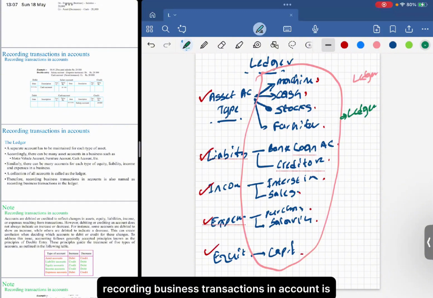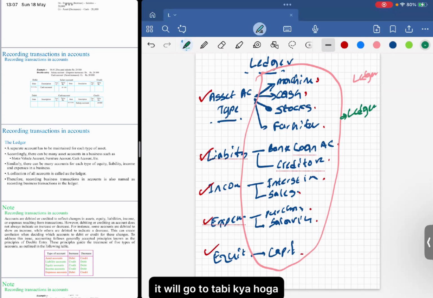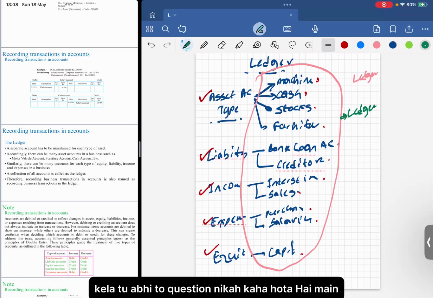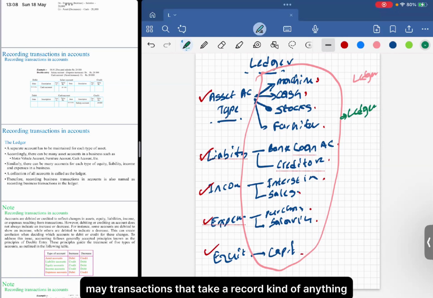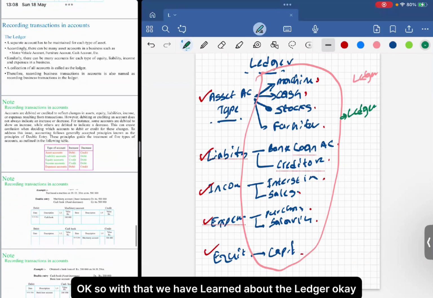Therefore, recording business transactions in accounts is also named as recording business transactions in the ledger. එතකොට අපි කියනවා මේක account එකේ record කරනවා වගේම මේක ledger එකේ record කරනවා කියලා. එතකොට අපිට question එකක් ආවොත් එහෙම record this transaction in the ledger කියලා. ඒ කියන්නේ අර individual accounts වලම මේ transactions record කරන්න කියන එක තමයි. Okay. So with that, we have learned about the ledger.